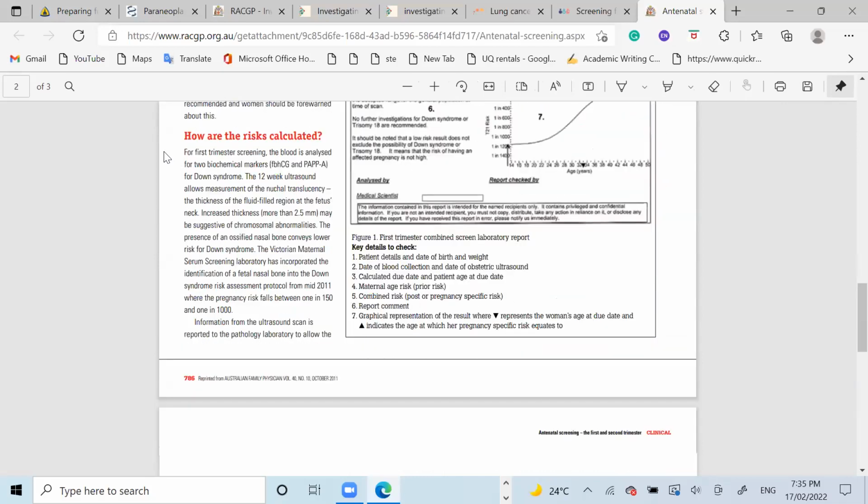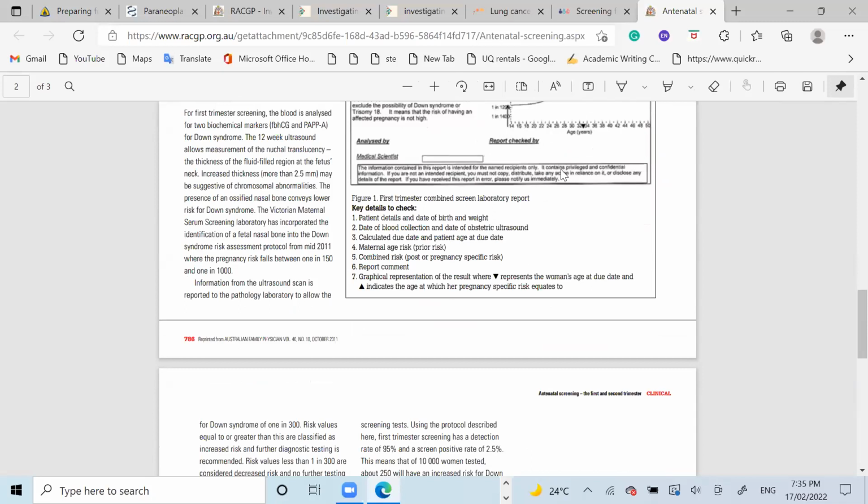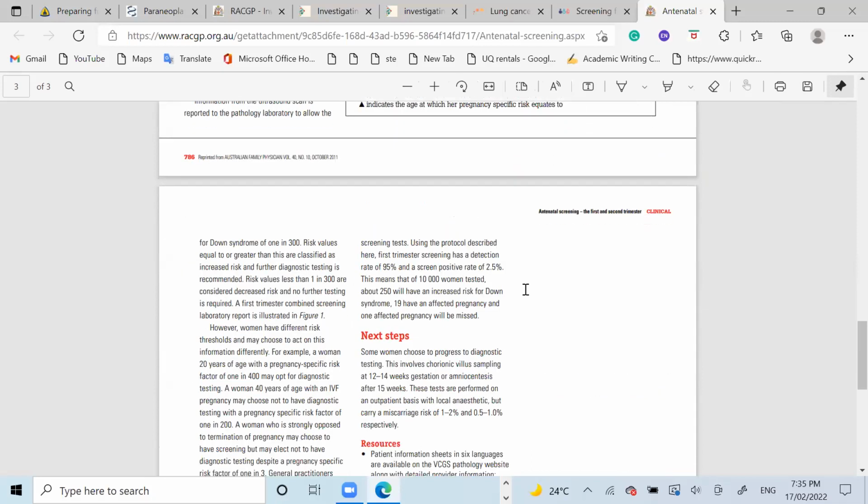The risk calculation is not necessary for your exam. Just give it a read from here and you will understand the same information we have discussed before in the Health Direct.